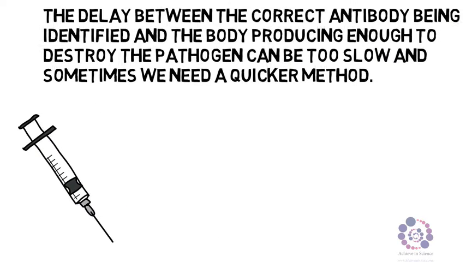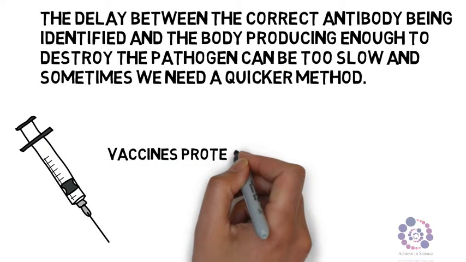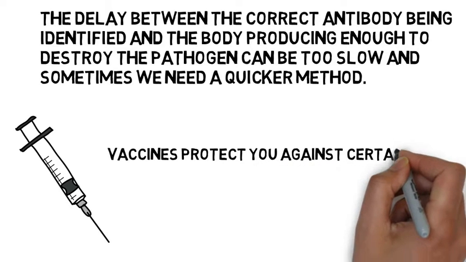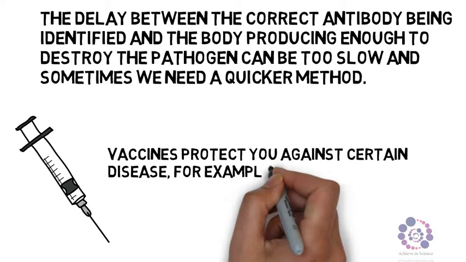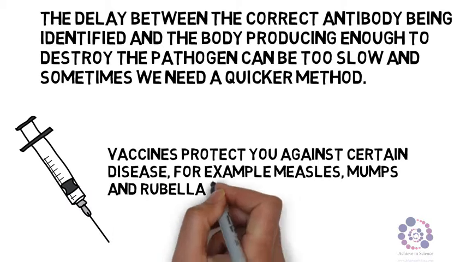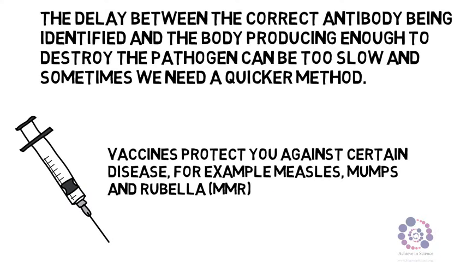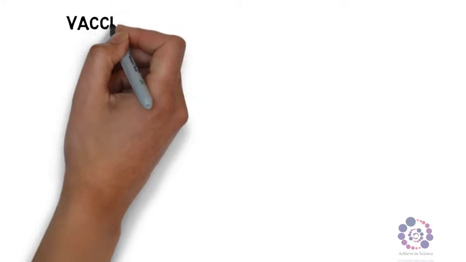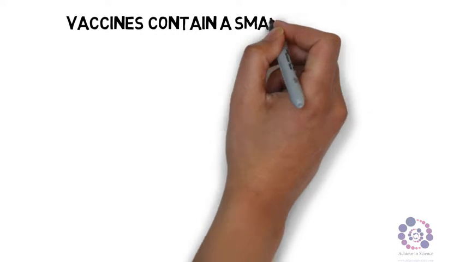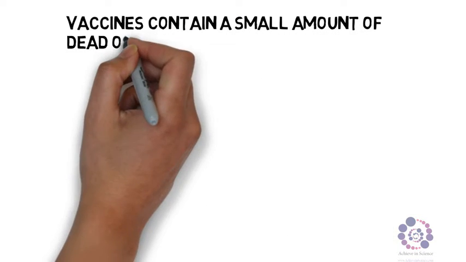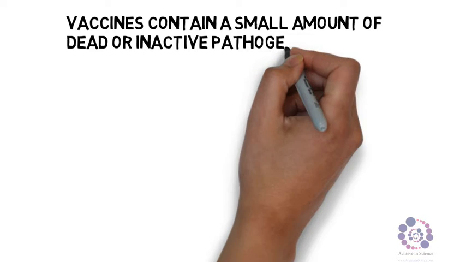Well, first of all, a vaccine will protect you against certain diseases such as measles, mumps and rubella, otherwise commonly known as the MMR jab: measles, mumps, rubella. Now the vaccine will contain a small amount of dead or inactive pathogen. This is then injected into the person.